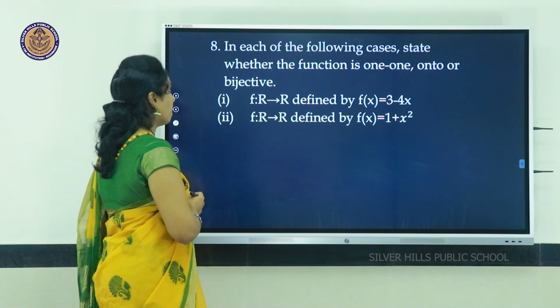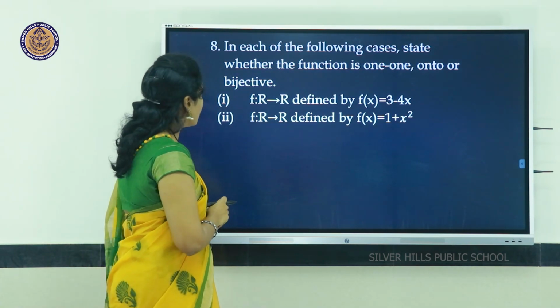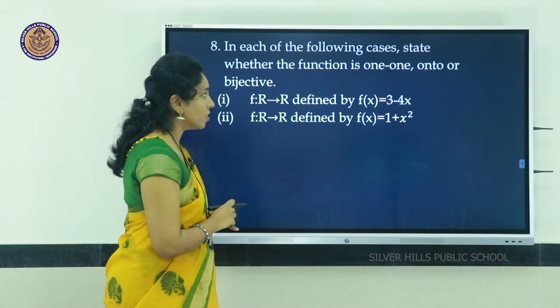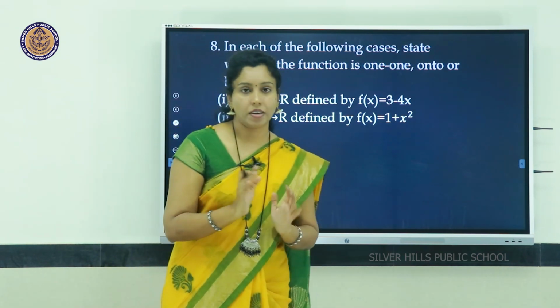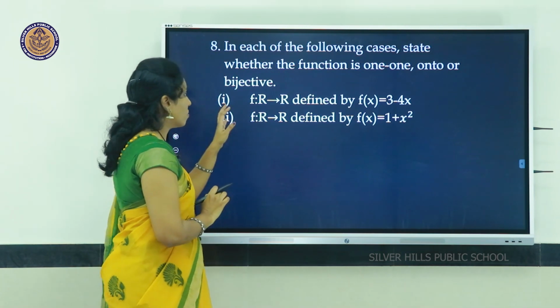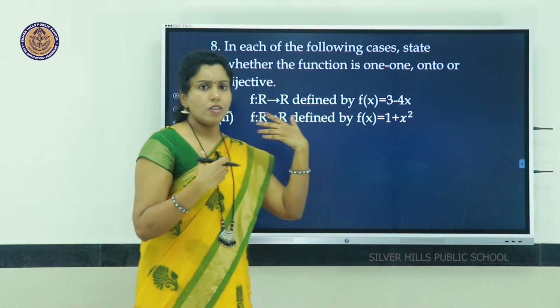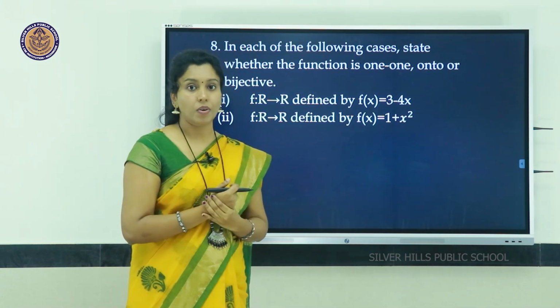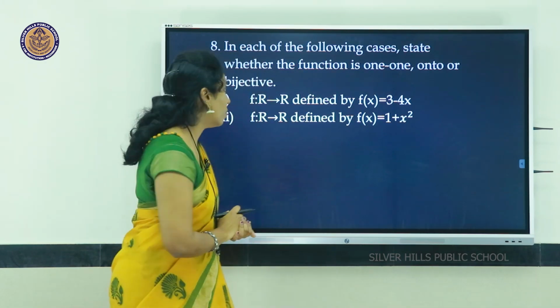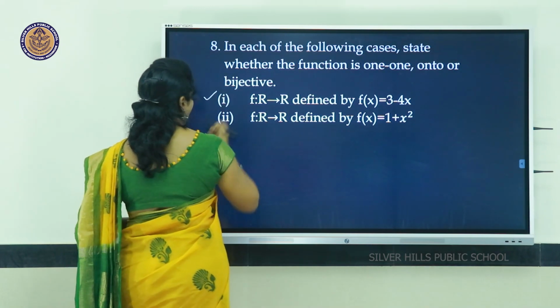Coming to the next one. In each of the following cases, state whether the function is 1-1, onto or both. Or both means bijective. So, it is said to check. So, we need to check, we will just go for the definition and then we will prove whether it is 1-1 or onto.